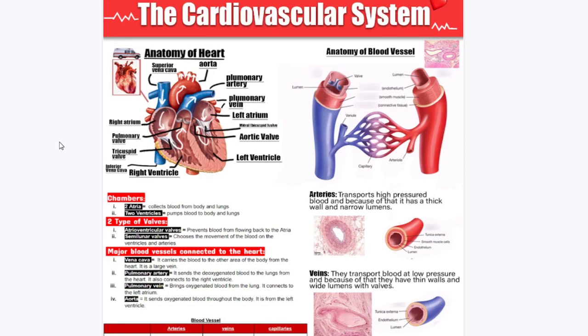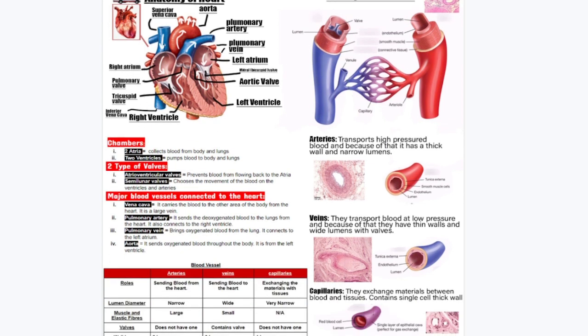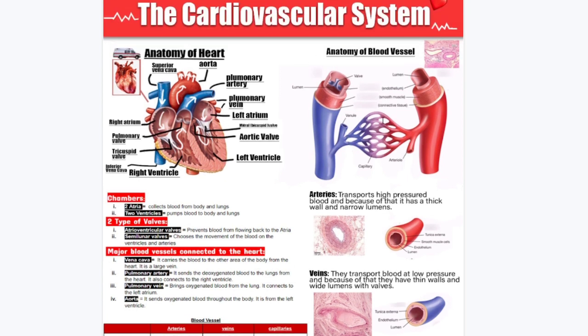Here is the content of the cardiovascular system. This is the anatomy of the heart. Everything is listed there, and the arrow indicates the blood movement. And this is the anatomy of blood vessels, and it is labeled.